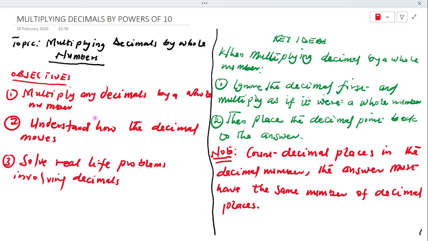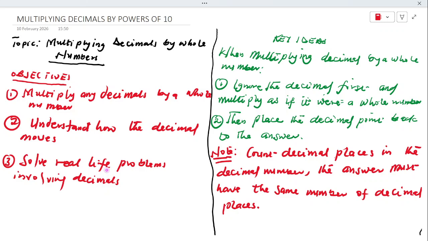And I assure you that by the end of today's lesson, you should be able to multiply any decimals by a whole number. You should also understand how the decimal place values move. And then you should be able to solve real life problems involving decimals.